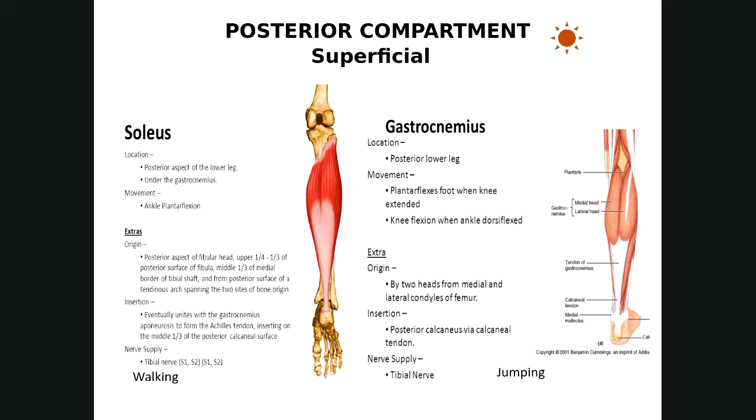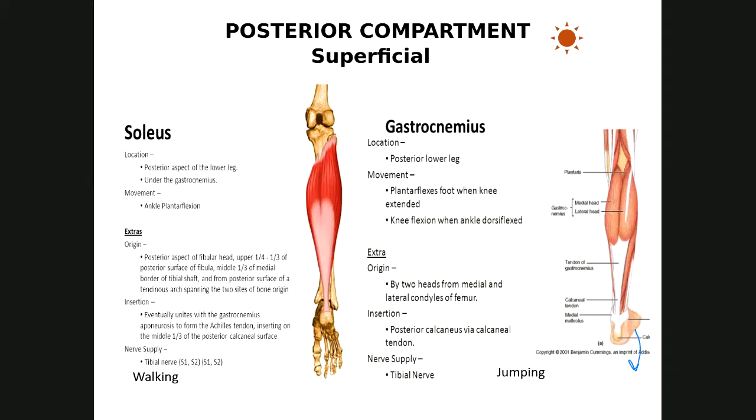So the most superficial muscle is the gastrocnemius. There's two heads, a medial head and a lateral head, and they originate along the medial and lateral condyles of the femur, and it's going to insert into the calcaneus. The movement of this is plantar flexion of the foot, so it's going to pull the foot down in this way, or walking on your toes.